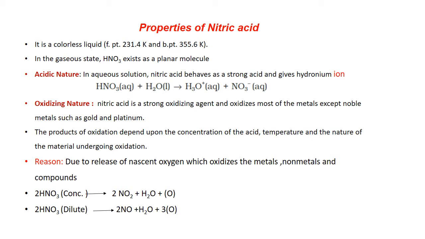Nitric acid is oxidizing in nature. It is a strong oxidizing agent and oxidizes most of the metals except noble metals like gold and platinum. The product of oxidation depends upon the concentration of nitric acid, temperature and nature of the material undergoing oxidation. And it can be explained due to the formation of nascent oxygen which oxidizes metals, non-metals and compounds.